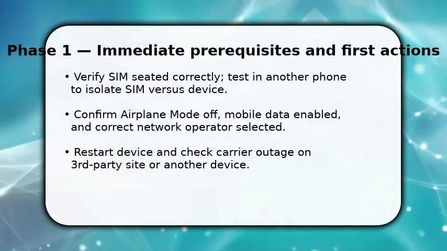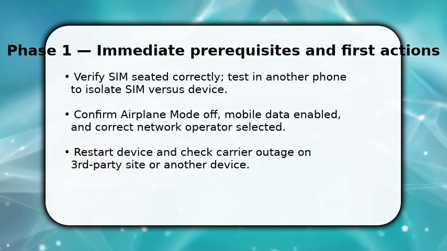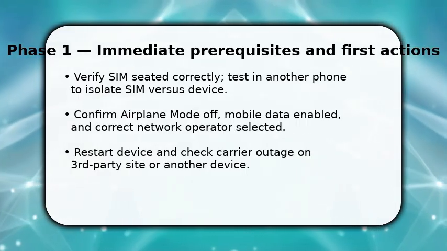Once done, boot the phone with airplane mode disabled and mobile data on, and manually select your carrier in settings to ensure the device is attempting the correct network.